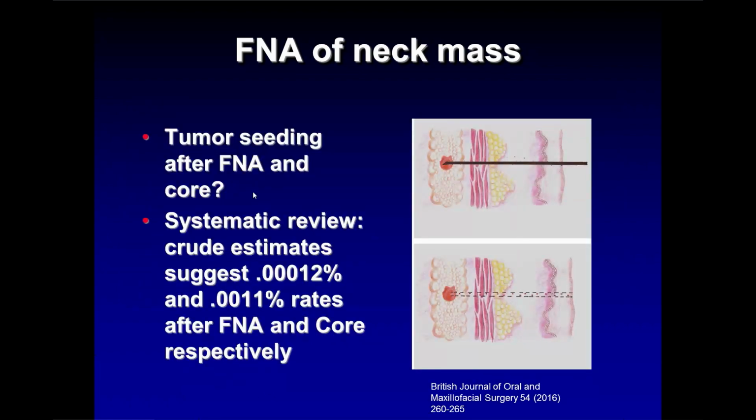I think historically there was a lot of concern about tumor seeding after FNA and core biopsy. This was the hypothesis that you put a needle in, and then right along the tract you can end up seeding tumor cells. But a very comprehensive systematic review showed that this was not the case, and crude estimates suggest that this is very, very rare for both FNA and core needle biopsies, respectively. And so that's why I think it serves as a very first step in diagnosis of a neck mass.